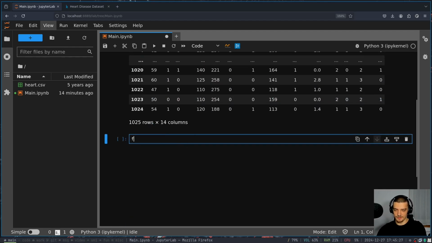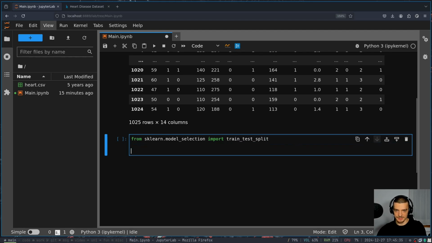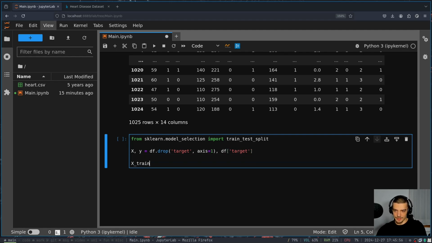So we're going to say from sklearn.model_selection import train_test_split. Then we're going to say the X and y data is going to be the data when we drop the target is going to be the X data, so the input data, and y is going to be just the target. And then, of course, the train test split is going to be X_train, X_test, y_train, y_test. That is going to be splitting X and y.